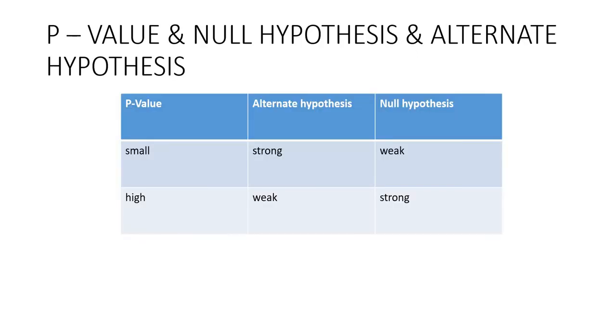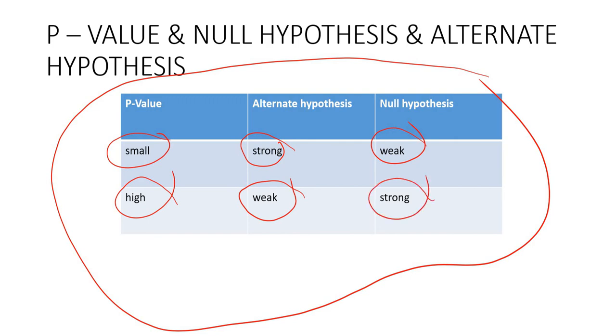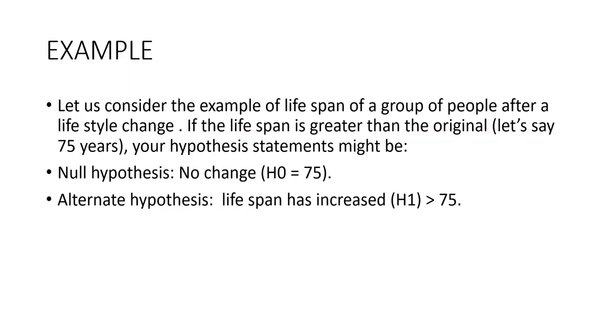This is a perfect table to understand p-value better. If p-value is small, the alternate hypothesis is strong and you need to reject the null hypothesis. If p-value is high, you should reject the alternate hypothesis. This should be weak and the null hypothesis is strong. This is perfect. You can understand what is p-value and an example.